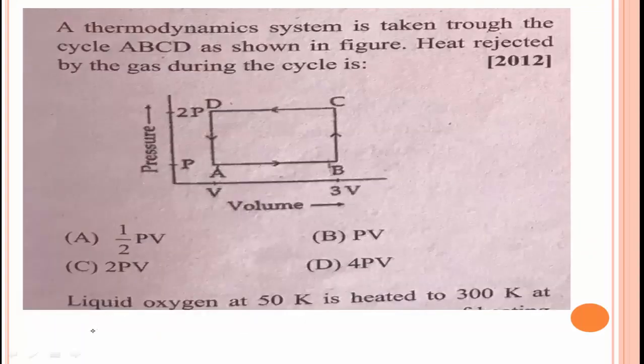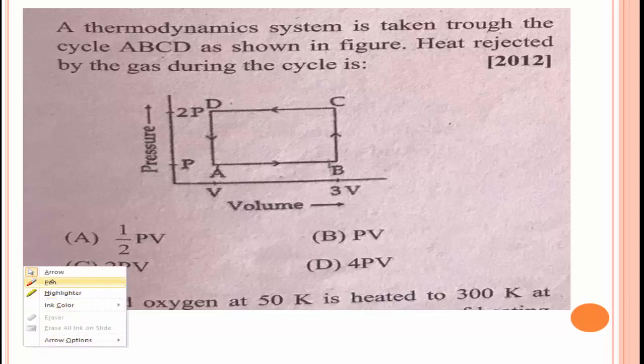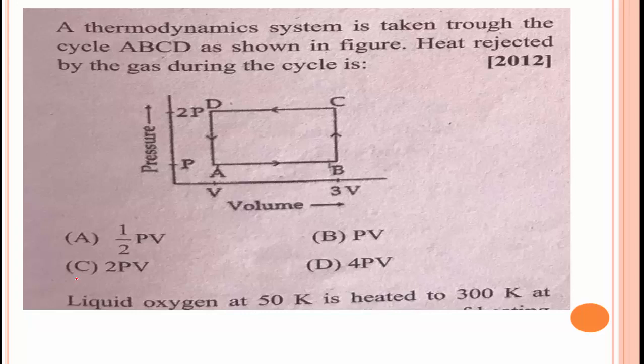And the next problem is a thermodynamic system. A thermodynamic system is taken through the cycle from point A to B, B to C, C to D and D to A, as shown in this figure. Heat rejected by the gas during the cycle is?